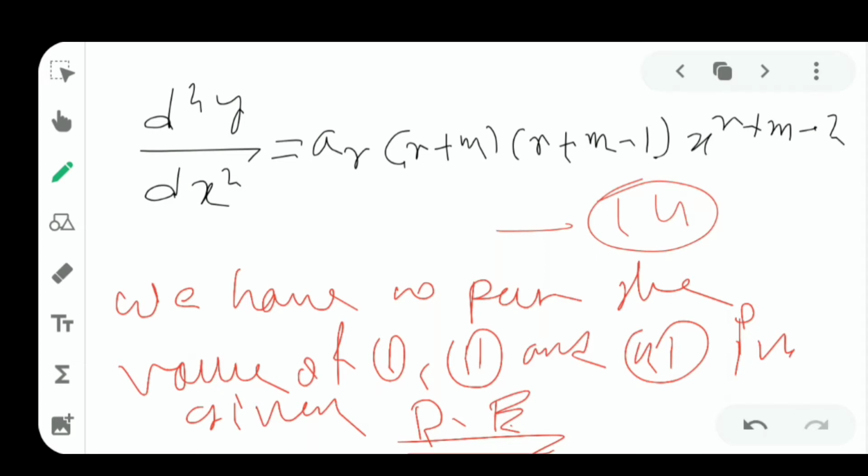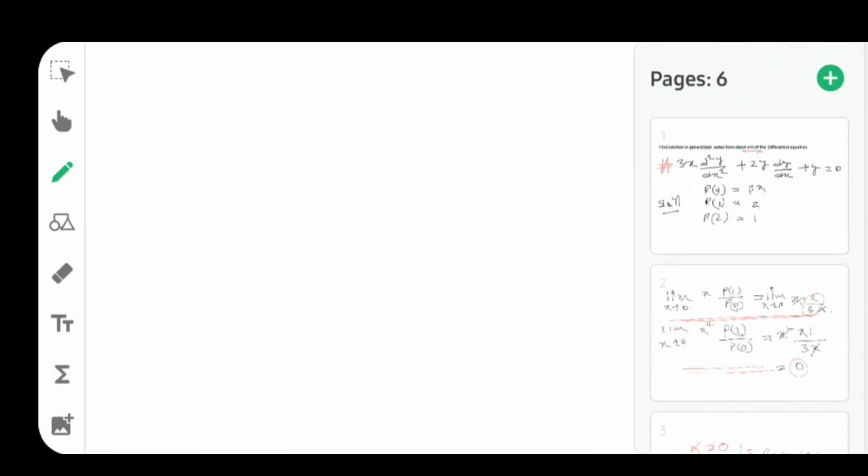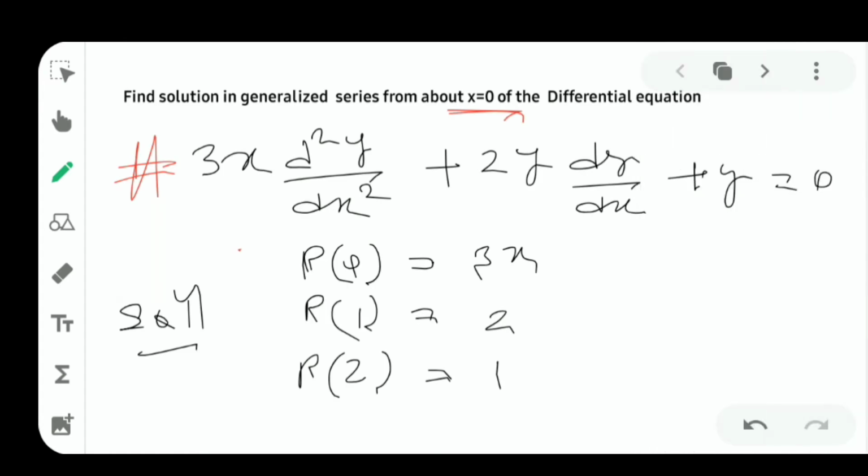Okay, this is the given differential equation: 3x squared d2y/dx2 plus 3x... 3x d2y/dx2 plus 2y dy/dx plus y equals 0.